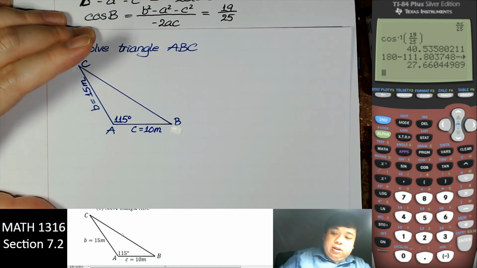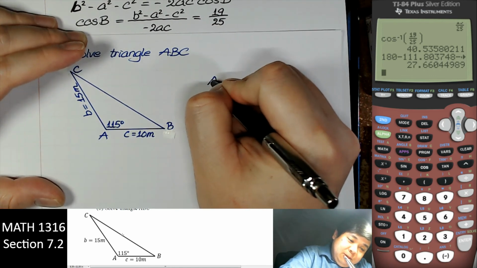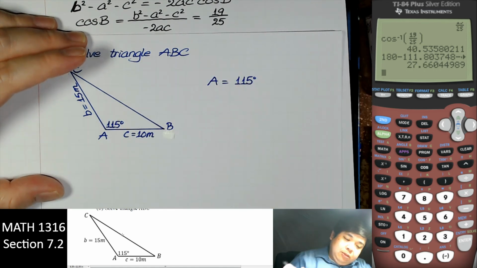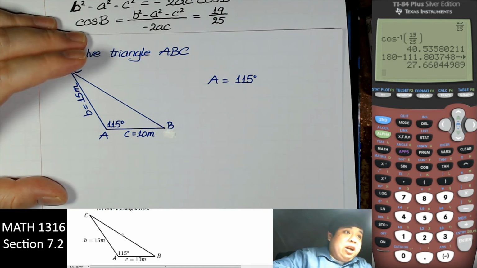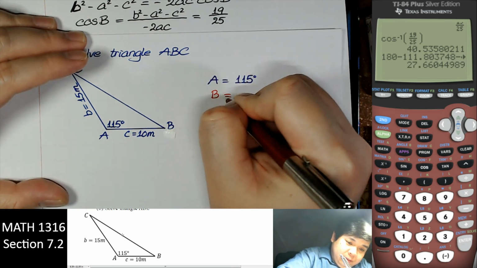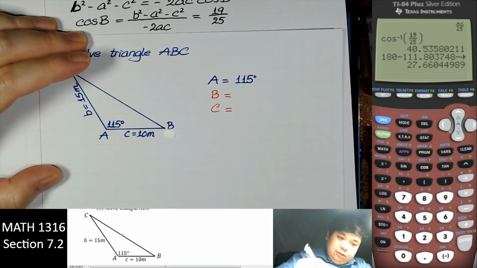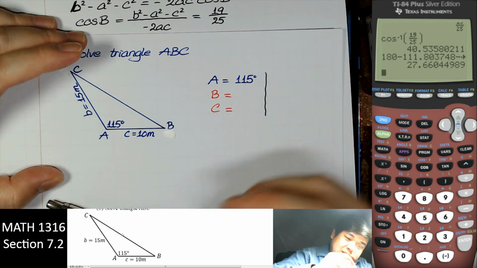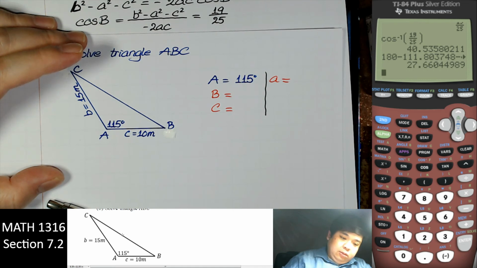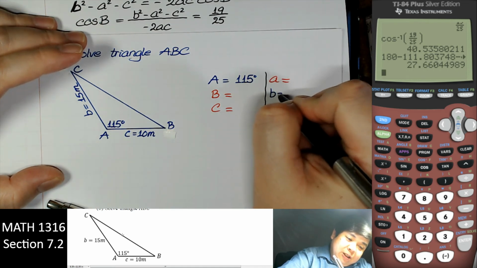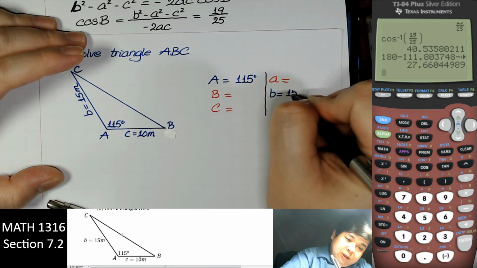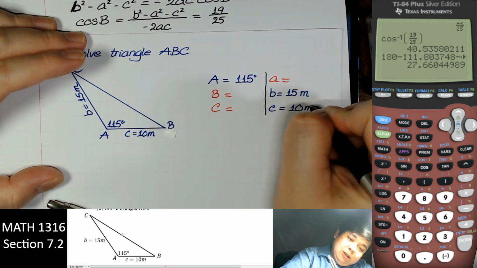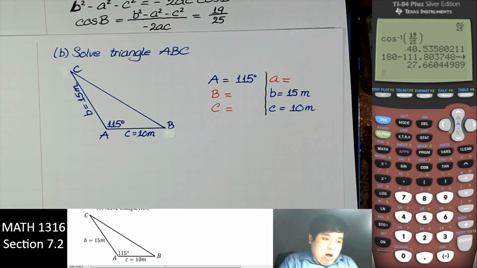Right, let's summarize. Big A is 115 degrees. We don't know big B and don't know big C. We don't know little a, but we do know little b and little c.